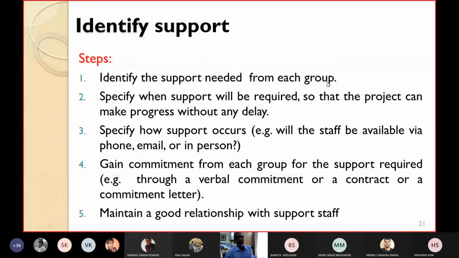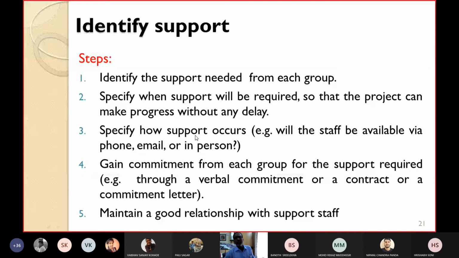Then specify when support will be required. You have to specify which support will be required, so that the project can progress without any delay. Then specify how support occurs. How can you get the support? You might have seen very often it's 24/7 support. So you have to specify how support occurs.